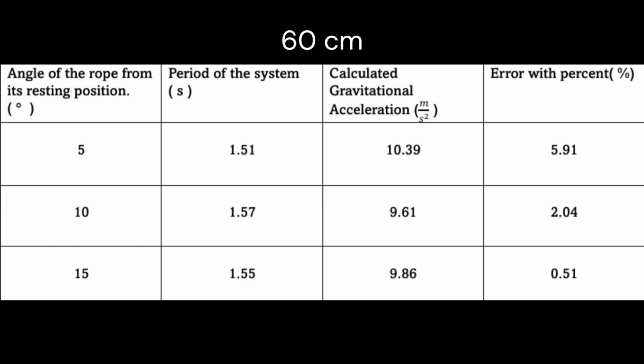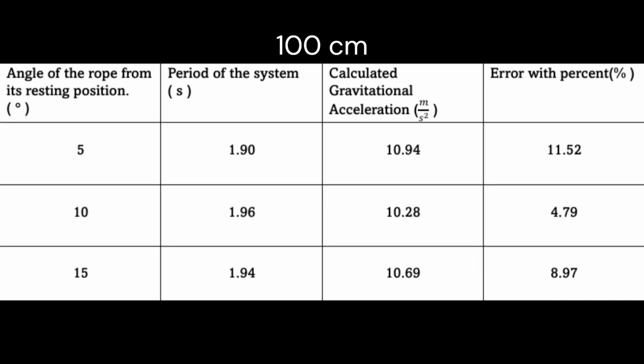At 15 degrees, the period decreased marginally to 1.55 seconds. The calculated gravitational acceleration was 9.86 meters per second squared, very close to the expected value. The percentage error was only 0.51%, indicating highly accurate results at this angle.